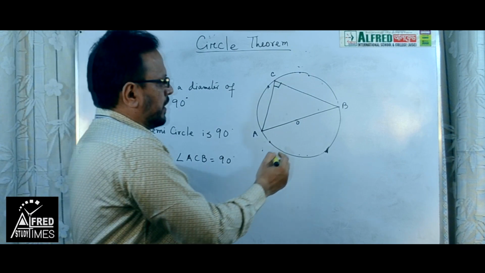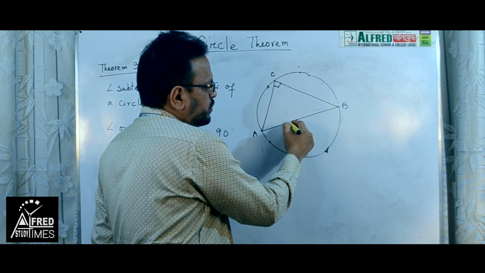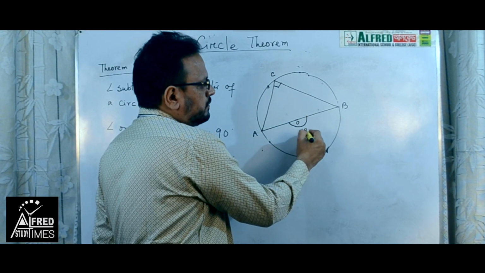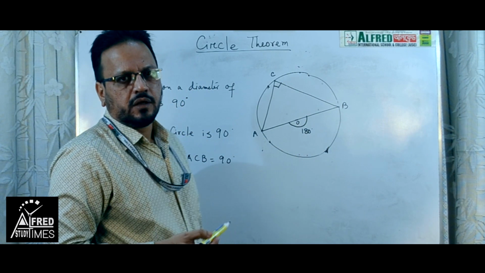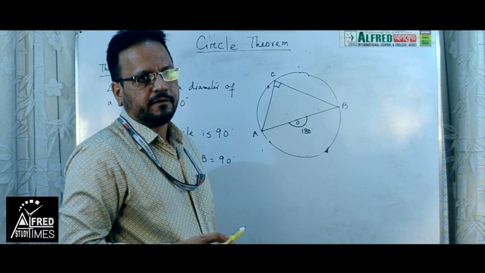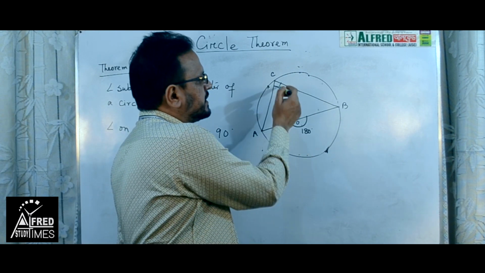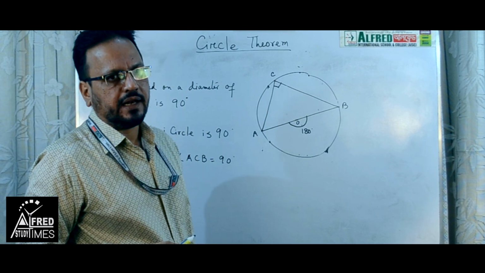You know why? Because this is a straight line, so this angle is 180 degrees. And we know that the angle at the center is twice the angle at the circumference, so the circumference angle will be half. So if this is 180 degrees, half of it is 90 degrees.